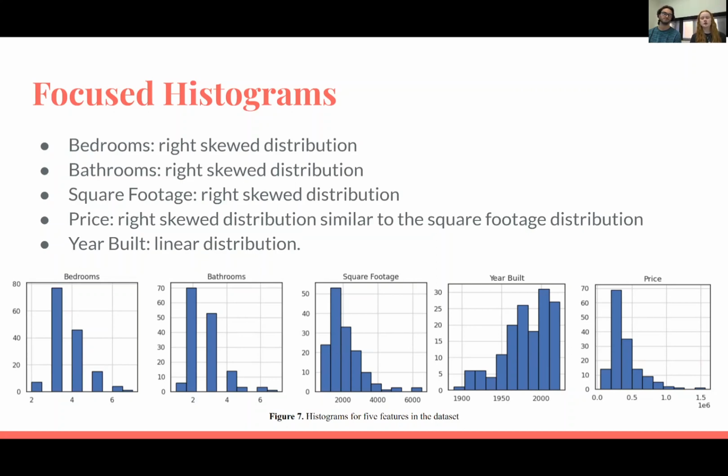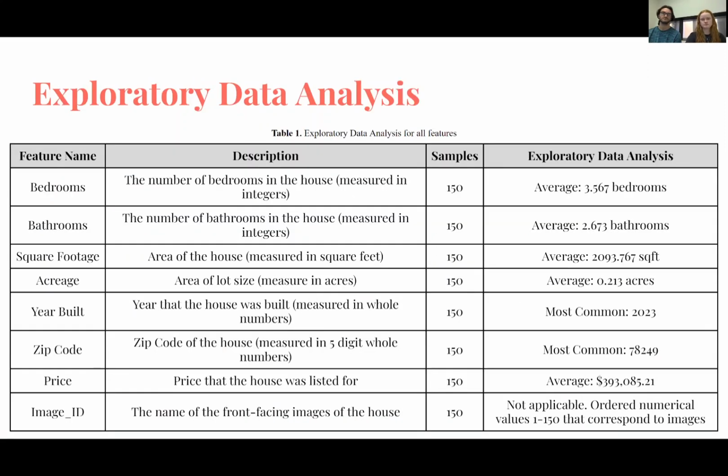However, for the year built, we did try to have more recent houses in that information because the more recent the houses are, the more applicable this data set and our model could be for actual life. And here's our exploratory data analysis. For the year built and the zip code, we decided to use the most common value rather than an average. And for the image ID, there wasn't really a statistic we could analyze because this is simply just a placeholder for the name of the image file.